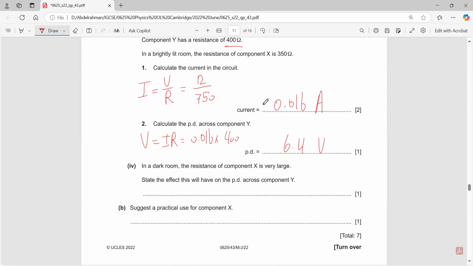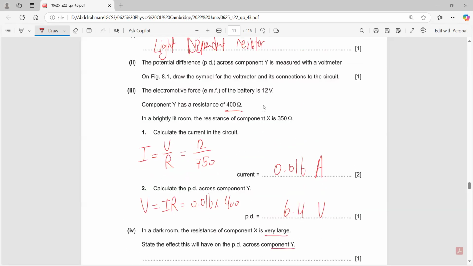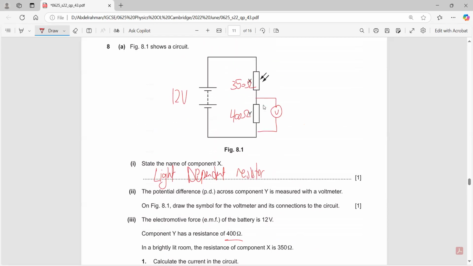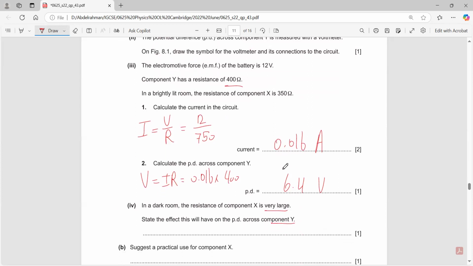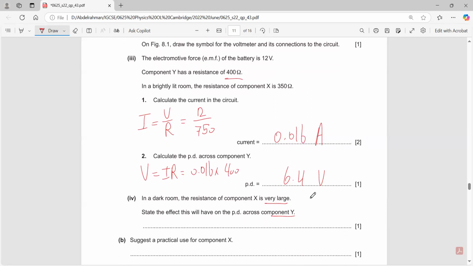In a dark room, the resistance of component X is very large. Okay, we know that because as the brightness decreases, the resistance increases. State the effect this will have on component Y. As the resistance in the LDR increases, the resistance of component X increases, so the potential difference across component Y decreases.